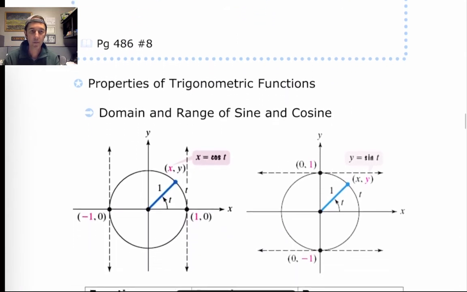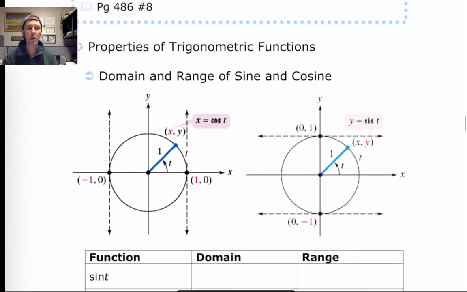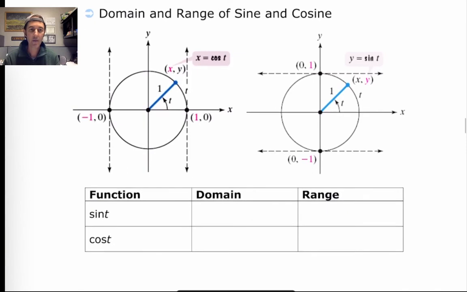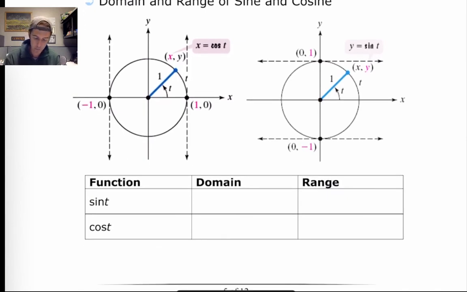Properties of trig functions. Domain and range. Remember that domain is input, range is output. Like x is the input, y is the output. Into the sine function, you can put anything you want.